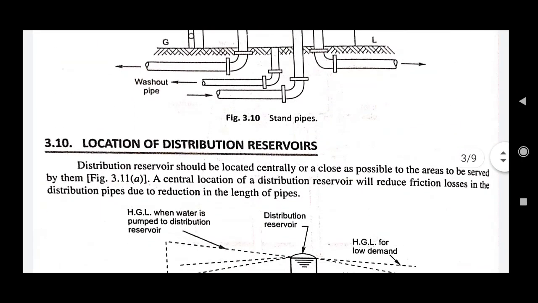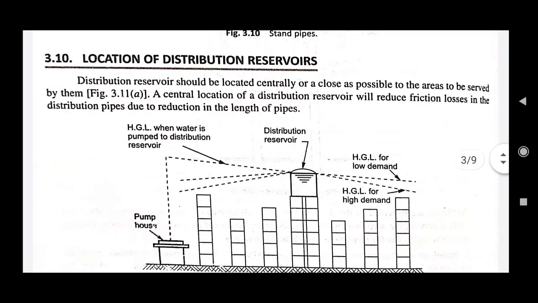Next topic that we have to understand is the location of the distribution reservoir. The only point that is of importance in the location of the distribution reservoir is that it should ideally be centrally located or as close as possible to the areas to serve, because you have studied the pipe losses. You understand that as the length of the pipe keeps on increasing, the head losses due to friction and other losses like bend losses, which cannot be controlled, keep on increasing. So to avoid the water losses or loss of head in the pipe system, we try to locate the distribution reservoir as centrally as possible.